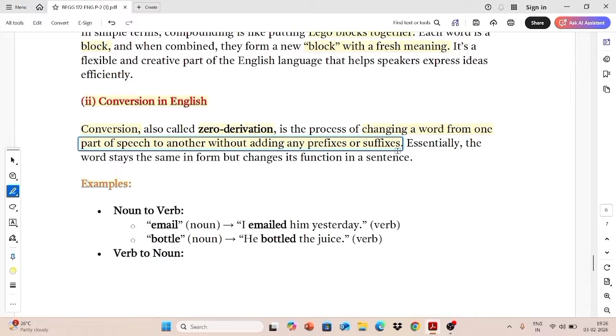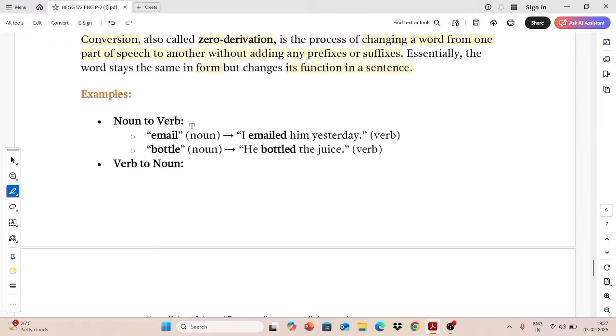So conversions are those which change a word from one part of speech to another. Like it can convert a noun to an adjective, it can convert a noun to a pronoun. These are conversions. Essentially, the word stays the same in form but changes in its function in a sentence.